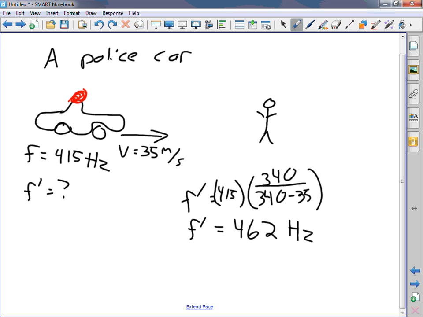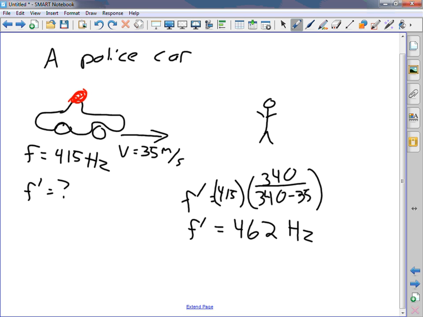Hertz. Could you do like 1 over negative 35? 1 over negative 35 times 415? No, that will not give us traction.